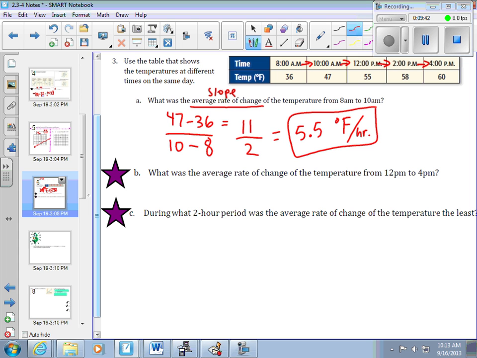So if we wanted to find what is the least amount of average rate of change, look for the least amount of change in temperature between any of these. Here it looks like our change is 11. Here it looks like our change is 8. Here it looks like our change is 3. Here our change is 2. So which one had the least amount of average rate of change? It's going to be that 2 p.m. to 4 p.m. time frame.